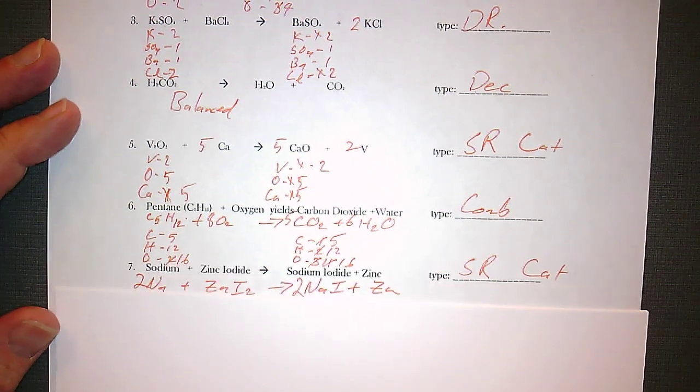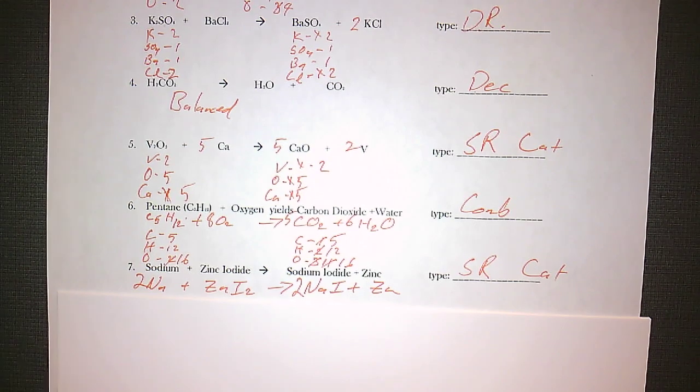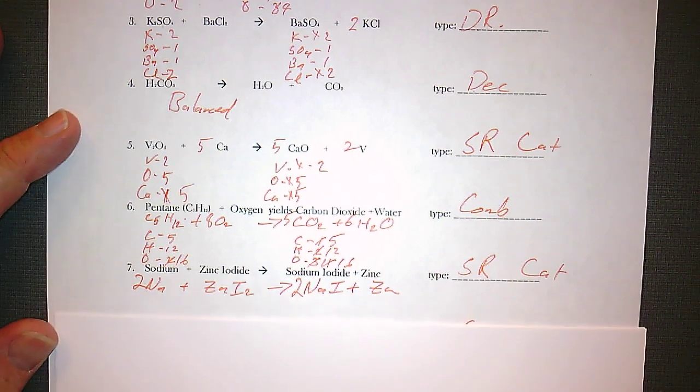Number 7. All right. Sodium is just Na. Zinc iodide is ZnI2, because zinc is 2+ and iodine is -1. Gives you sodium iodide, NaI, and zinc. And then to balance it, you need a 2 in front of both NaI. All right? And that is another single replacement, cationic.